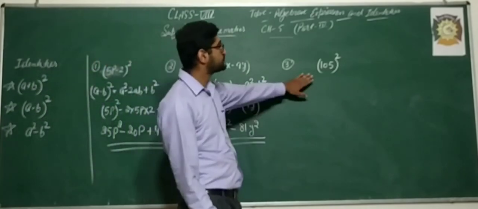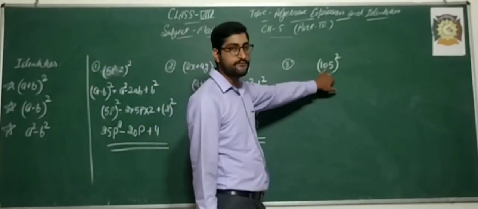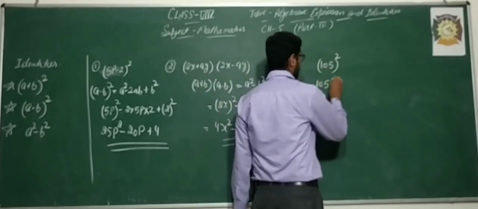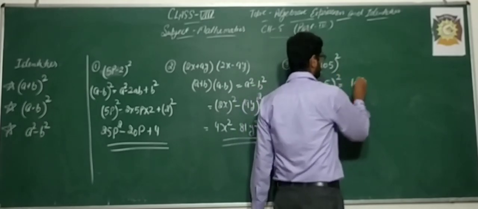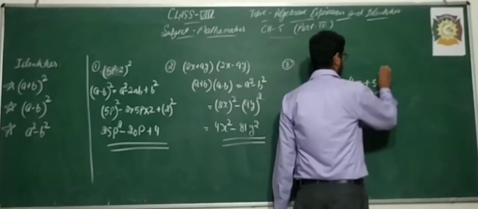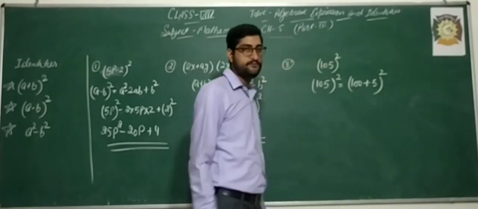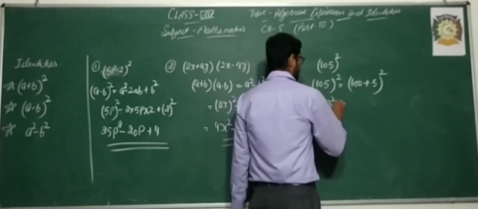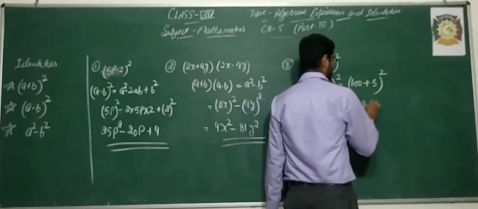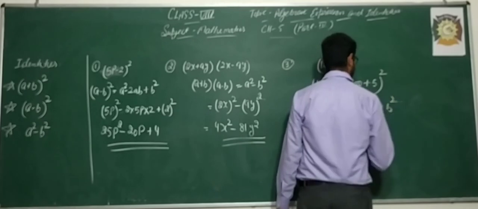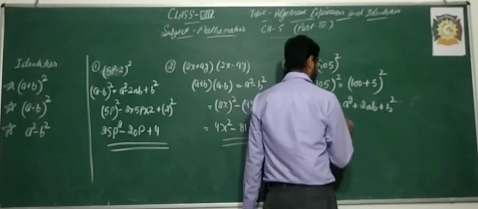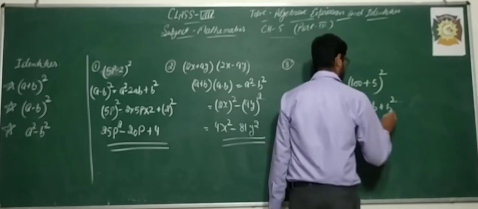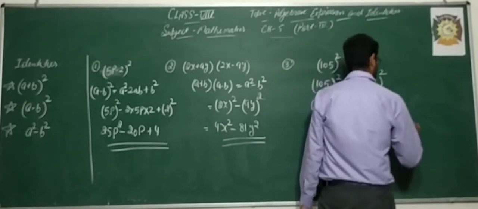Now here the third question you can see, it's 105 whole square. First of all, we will write it as 105 whole square is equal to 100 plus 5 whole square. Now the identity a plus b square is equal to a square plus 2ab plus b square. By this identity, the value of a is 100. This is 2 into 100 into 5 plus 5 square.